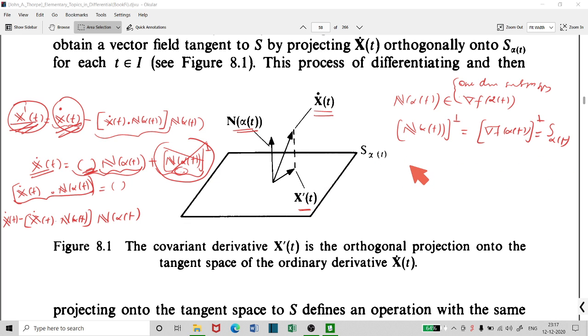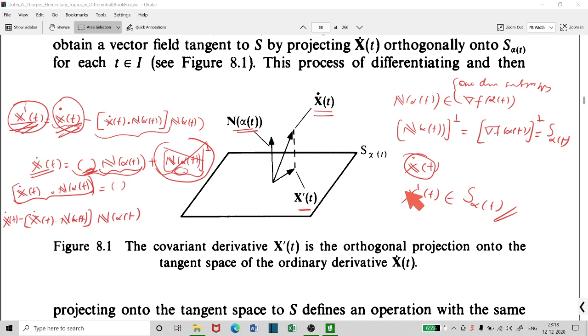So even if this x dot t, the derivative of x, is not tangential to S along alpha of t, we can get the covariant derivative. That is obtained by removing the component of this x dot t along the normal. You can get this x prime that is always tangential to S at alpha of t. So this is the geometrical meaning.